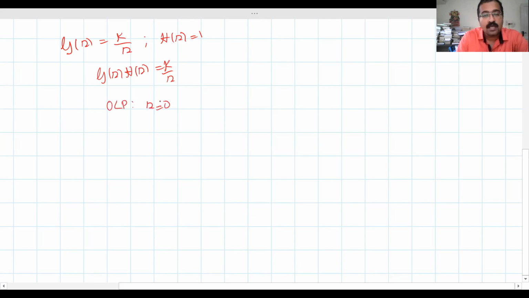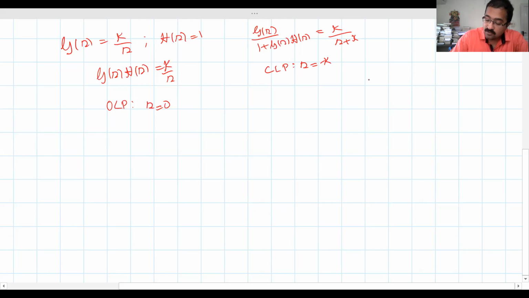Now what is the closed loop transfer function? G divided by 1 plus GH. You will get K divided by s plus K, where the closed loop pole is at s equal to minus K. For K equal to 0, the closed loop pole is at 0. For K equal to 1, the closed loop pole is at minus 1. For K equal to infinity, the closed loop pole is at minus infinity. So how will the root locus be?